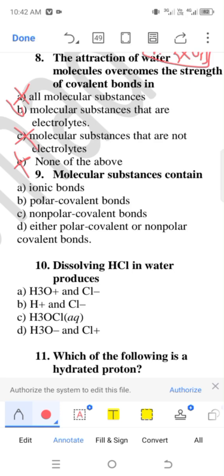Question 9: molecular substances contain ionic bonds, polar covalent bonds, non-polar covalent bonds, or either polar covalent bonds or non-polar covalent bonds. Guys, we have molecular compounds whose bonds are polar, and molecular compounds whose bonds are non-polar. We have discussed polar and non-polar compounds. So D is the correct answer: molecular compounds can have either polar covalent or non-polar covalent bonds.